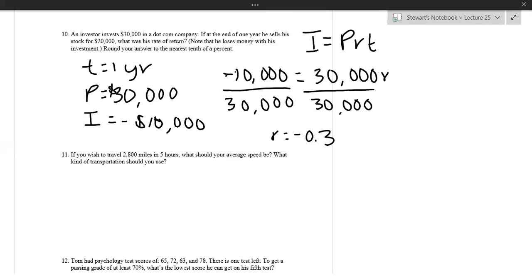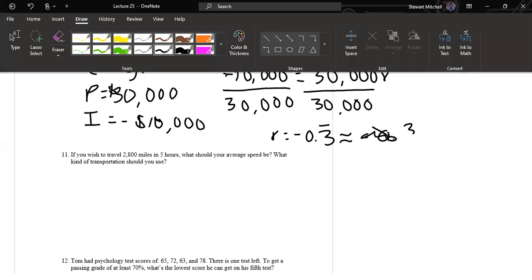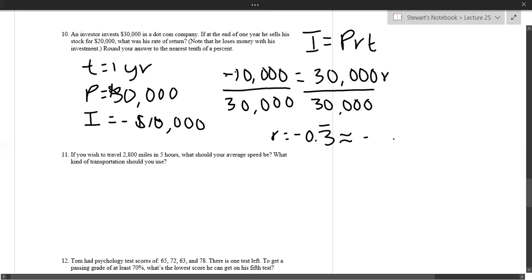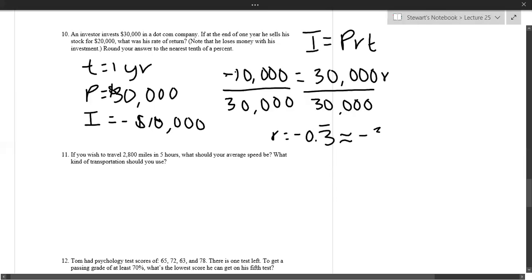But if we rounded it to the nearest 10th of a percent, which would be multiplying by 100, we'd have, sorry, goodness gracious. It would be negative 33.3%.